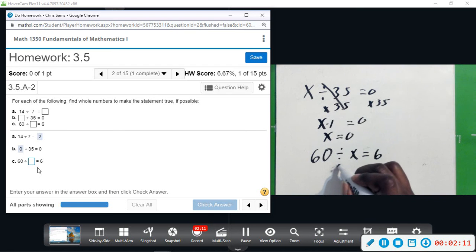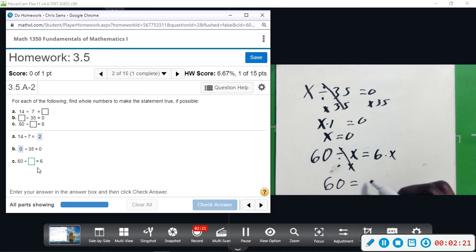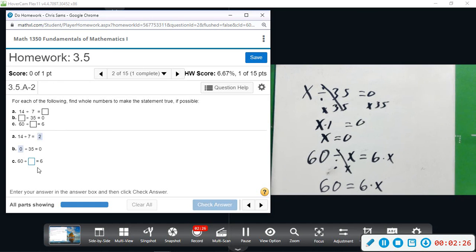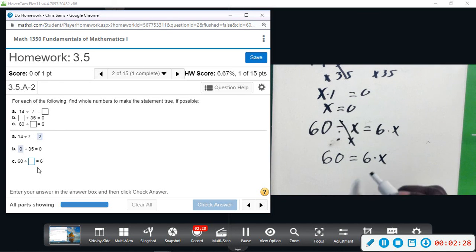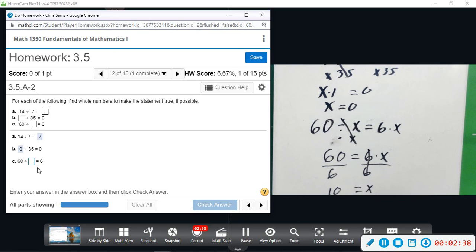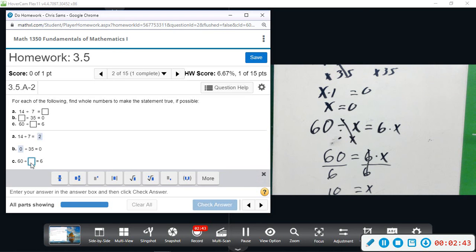There's a different symbol. So this will cancel out, and we will have times x over here. So we will get 60 equals 6 times x. And then from there, we can either figure 10, or then you divide by 6. Okay. And that will give us 10. Okay, so some of these are easy to figure out, but if you're needing to show work and go through the steps, then that's what you need to do here.